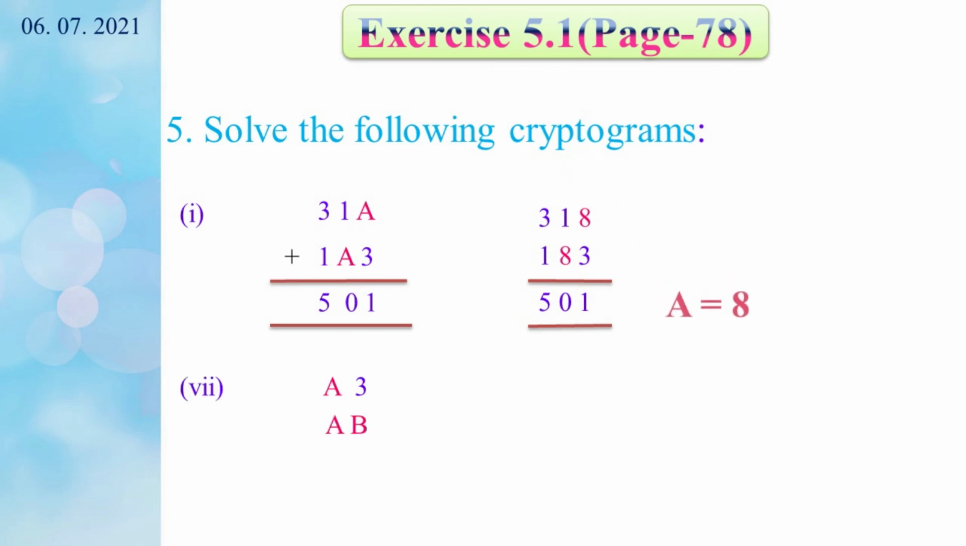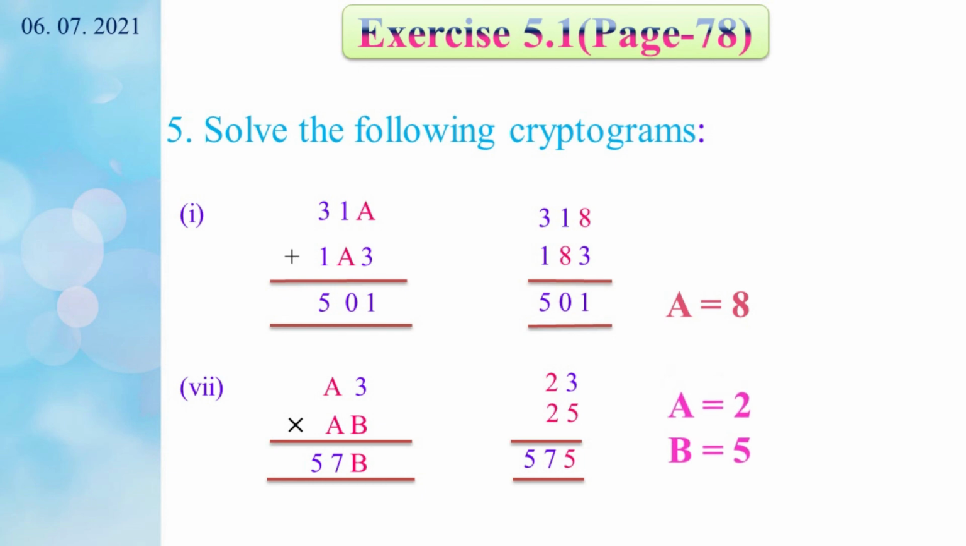Next sum. A3 times A B, product 5 7 B. Here 3 into B equals B. So 3 into 5 gives 15. Here the ones digit B is 5. The answer's ones digit is 5, and A is 2. So 575. The answer: A is 2 and B is 5.